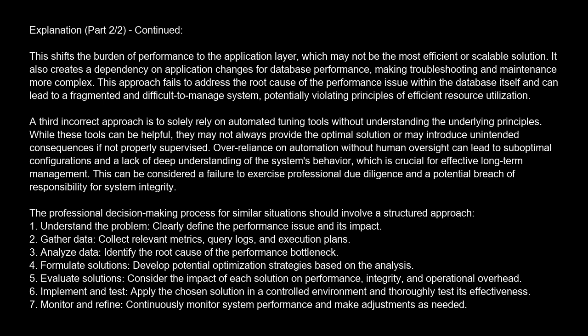The professional decision-making process for similar situations should involve a structured approach. 1. Understand the problem. Clearly define the performance issue and its impact. 2. Gather data. Collect relevant metrics, query logs, and execution plans. 3. Analyze data. Identify the root cause of the performance bottleneck. 4. Formulate solutions. Develop potential optimization strategies based on the analysis. 5. Evaluate solutions. Consider the impact of each solution on performance, integrity, and operational overhead. 6. Implement and test. Apply the chosen solution in a controlled environment and thoroughly test its effectiveness. 7. Monitor and refine. Continuously monitor system performance and make adjustments as needed.